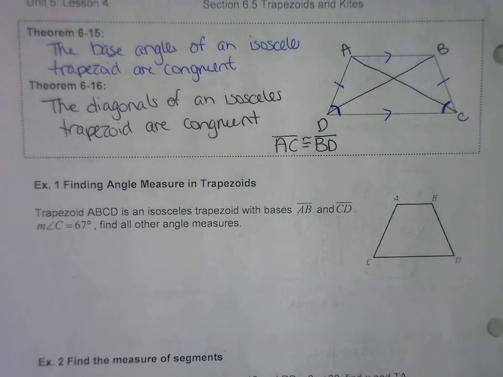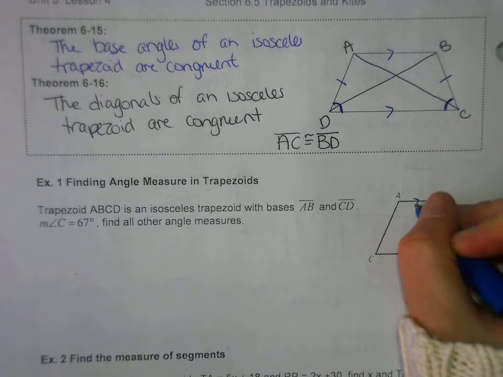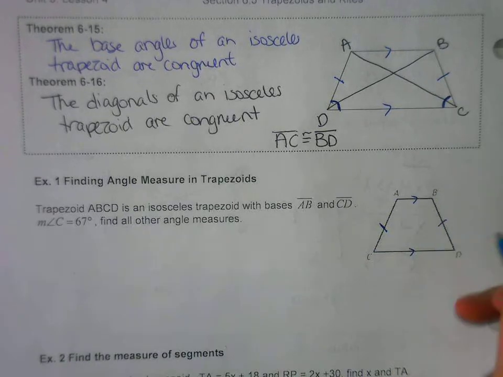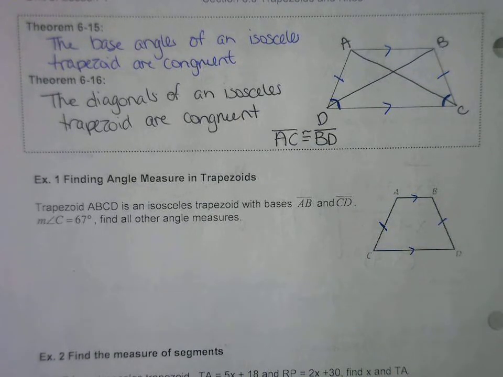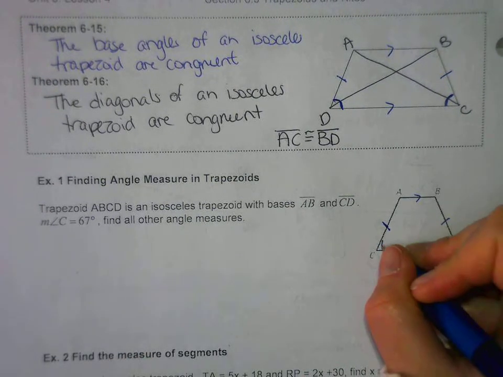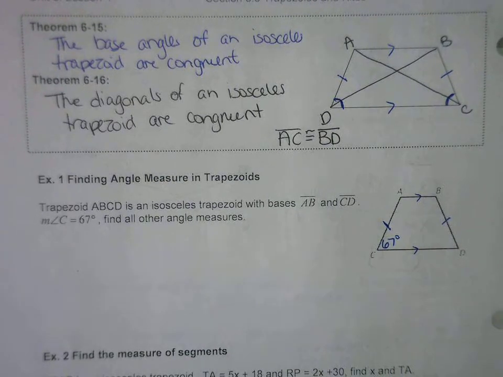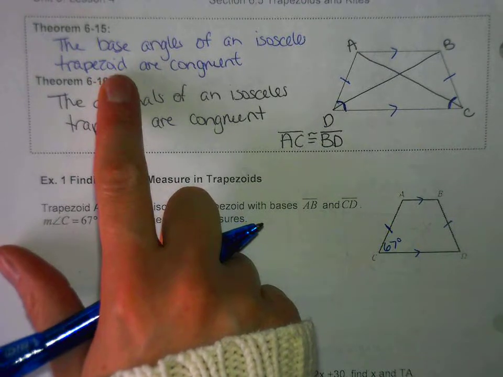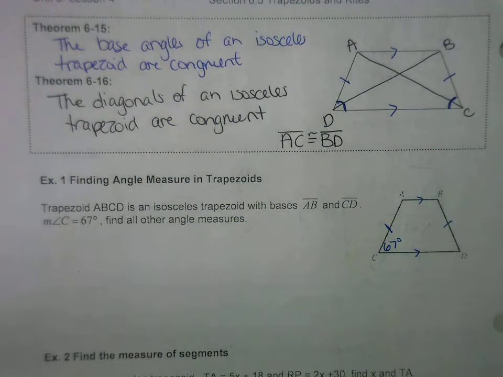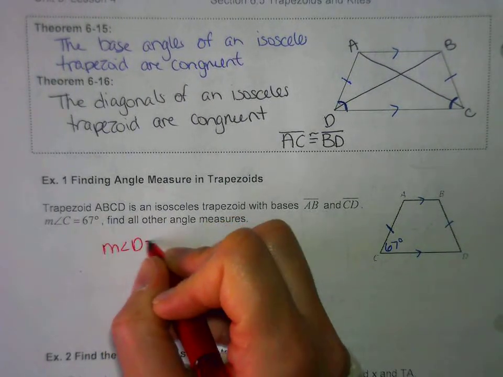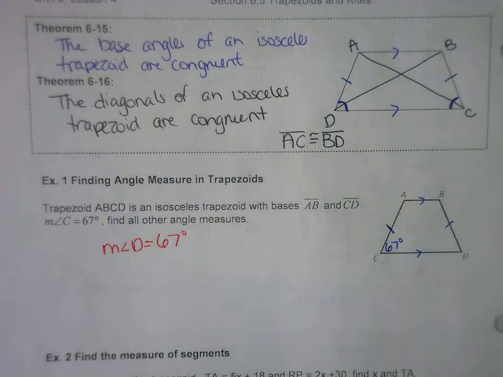So for example 1, trapezoid ABCD is an isosceles trapezoid. So that means AB is parallel to CD, and that also means AC is congruent to BD. It says we have our bases and that the measure of angle C is 67 degrees. We want to find all the other angle measures. Well, according to Theorem 615, the base angles of an isosceles trapezoid are congruent. So that means angle C is going to be congruent to angle D. So the measure of angle D will equal 67 degrees as well.